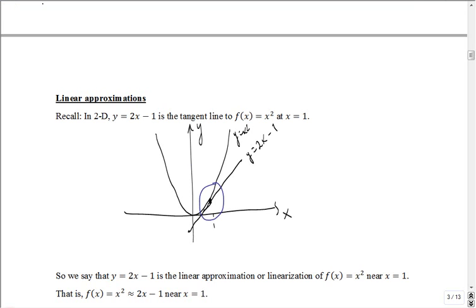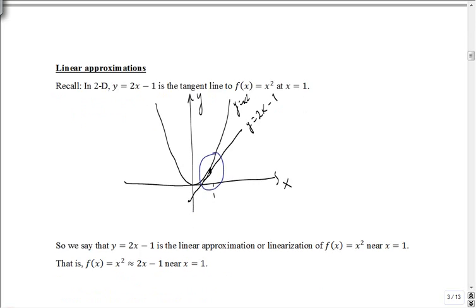So what this is saying is that near x equals 1, it has to be near that point, not anywhere else. Near that point, the curve and the tangent line are the same. So in other words, you can use the tangent line to approximate the curve near x equals 1. And it is called a linear approximation because the tangent line is a linear equation. Okay? So we say because near that point the two coincide, we therefore say that x squared, which is the curve, is approximately equal to 2x minus 1 near x equals 1.